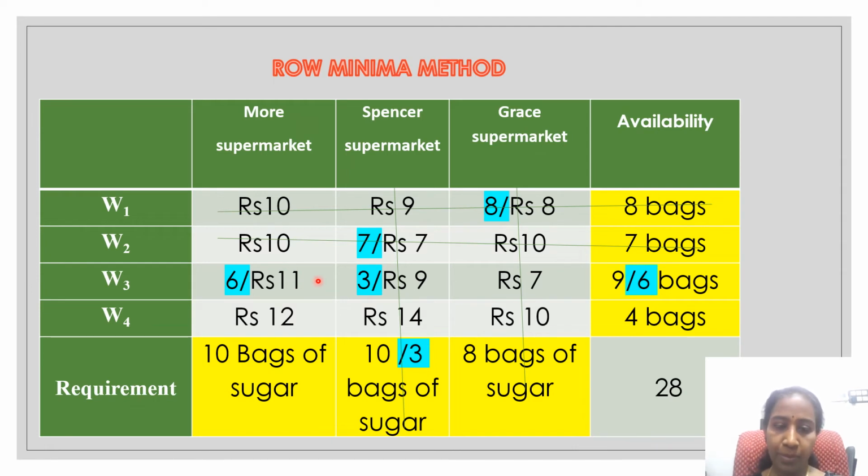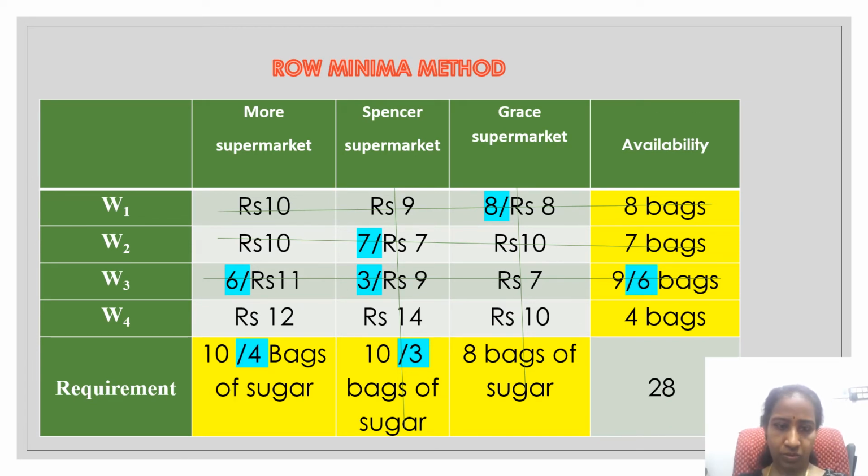So here I have to make my next allocation, which is 6. So 6 bags I write here. After writing 6 bags here, I cross out the row now because that is satisfied. So 9 bags, 6 plus 3, 9 bags is satisfied. So I cross out the row now. And I remember to write 4 over here. So 10 minus 6, 4 I write it here, which is the required bags for the supermarket now.